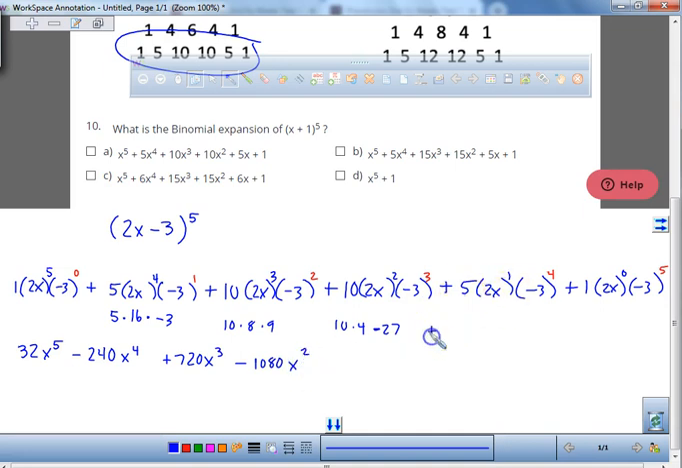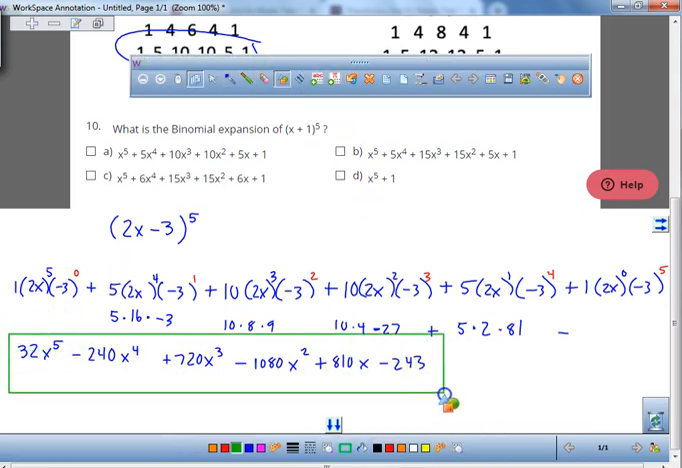Over here, we've got a 5 times a 2. Now, -3 to the power of 4 is 81. So we have to do 5 times 2 times 81. All right, so we got positive 810, and that's going to be in x. Last but not least, we have minus, because there are 5 negatives, -3 to the power of 5. Is that -243? 3 to the power of 5? Yeah, so put minus 243. That is my final answer.